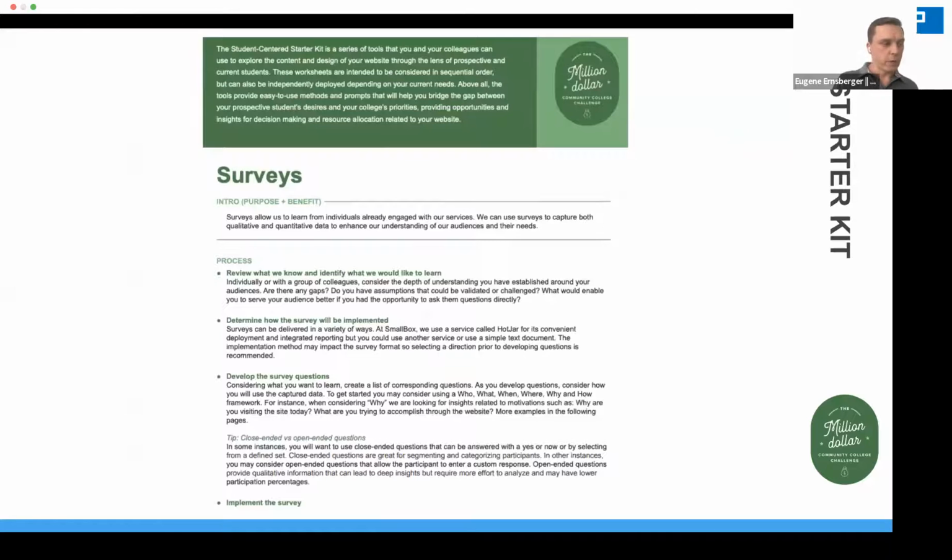As a part of that starter kit, we have provided a worksheet for surveys that provides a process, the one we just walked through, of developing survey questions. It also has a lot more examples than what we provided here in this workshop, and that's available on the website for you to download and start creating your own surveys.